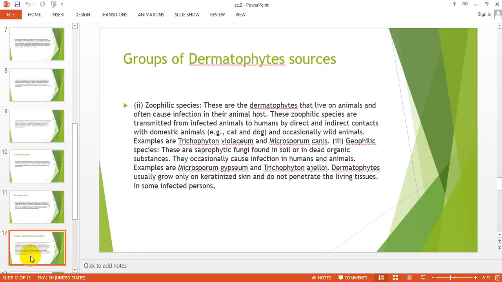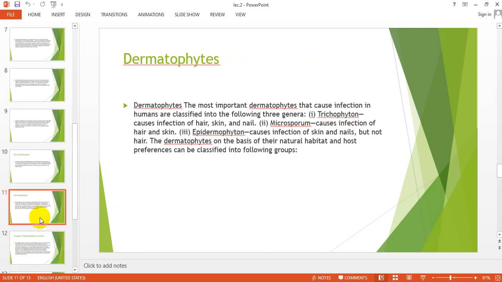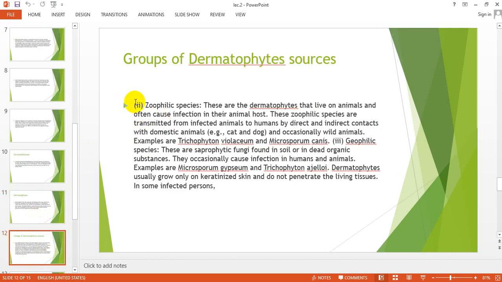Three, we have geophilic species. These are saprophytic fungi found in soil or in dead organic substances. They occasionally cause infection in humans and animals. Examples are Microsporum gypseum, Trichophyton ajelloi. Dermatophytes usually grow only on keratinized skin and do not penetrate the living tissue. Just one note: the first type of the groups is anthropophilic, which results from infection from human to human. This slide began with the second type, zoophilic.